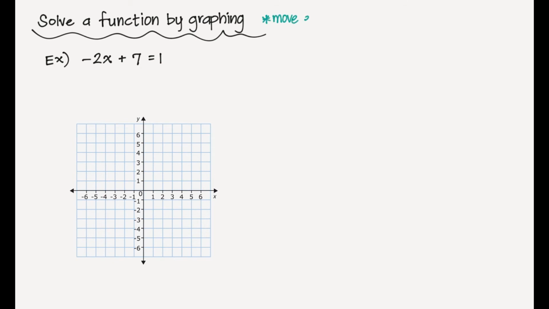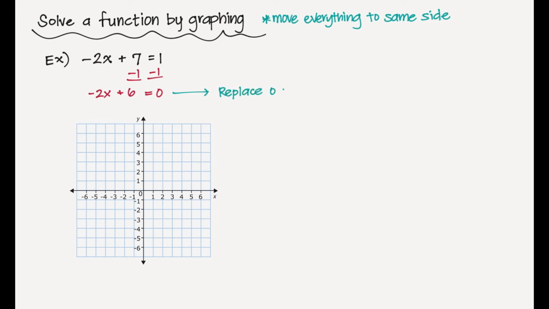First, what we want to do is move everything to one side. We're just going to do this very simply by moving that 1 over to the left-hand side. So I'm going to subtract 1 on both sides of my equation. I'm left with negative 2x plus 6 is equal to 0. Now I'm going to replace the 0 with just the name of our function. We'll call it f of x. So I'm just going to rewrite this real fast, and I'm going to say f of x is now equal to negative 2x plus 6. So that's the name of my function.